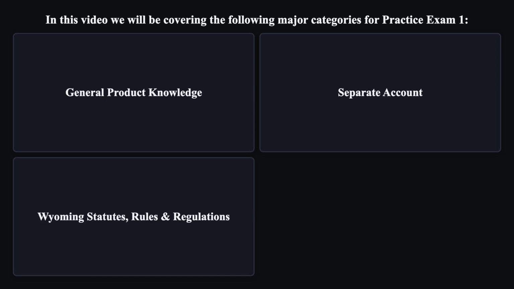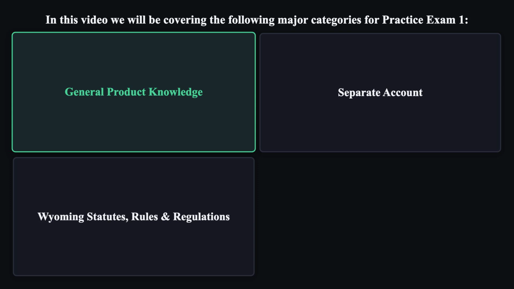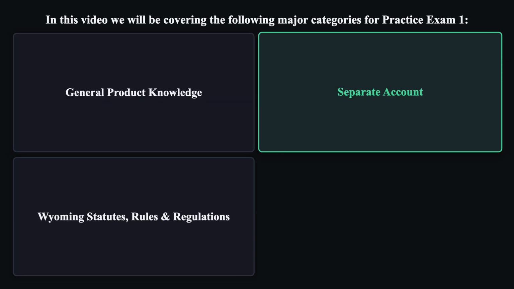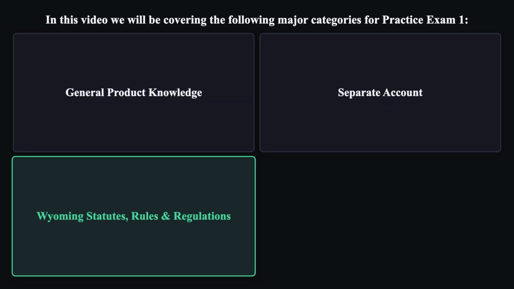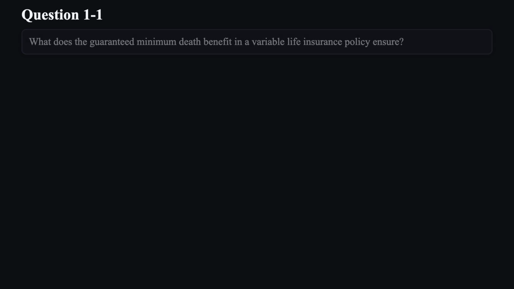In this video, we will be covering the following major categories for Practice Exam 1. General Product Knowledge. Separate Account. Wyoming Statutes, Rules, and Regulations. Let's walk through the format. I'll read each question and its choices. Let's get started. Question 1.